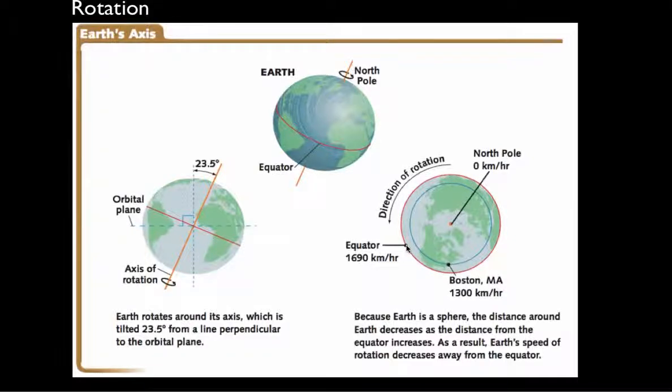How fast are you moving at the equator? Well, you're moving about 1690 kilometers an hour. Up in Boston, you're moving only 1300 kilometers an hour. You've got a problem with that?